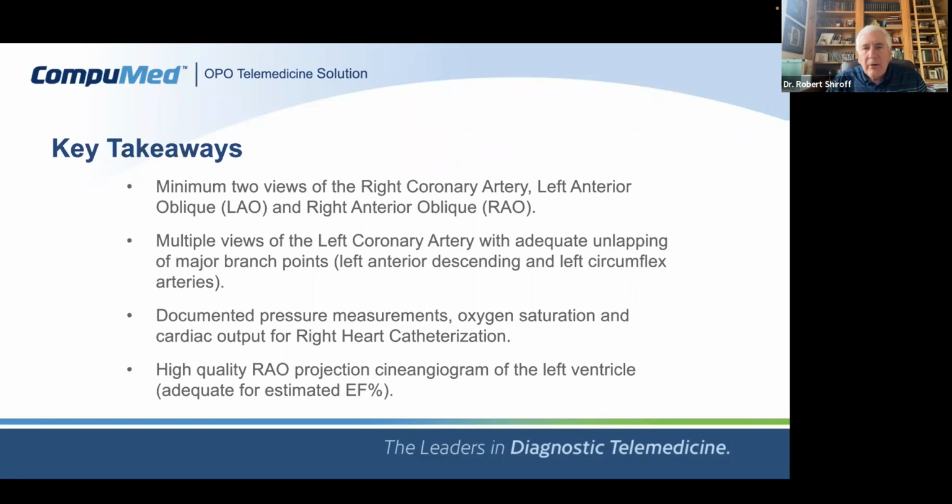And you document the right heart catheterization optimally with right heart pressures, where you get PA pressures, RV, RA, sats from the PA and right atrium at minimum, as well as the aorta and cardiac outputs. For the cine angiography of the left ventricle, you want an RAO projection, usually at a 30-degree angle, and with adequate opacification for estimated EF by the cardiologist who's reading it.